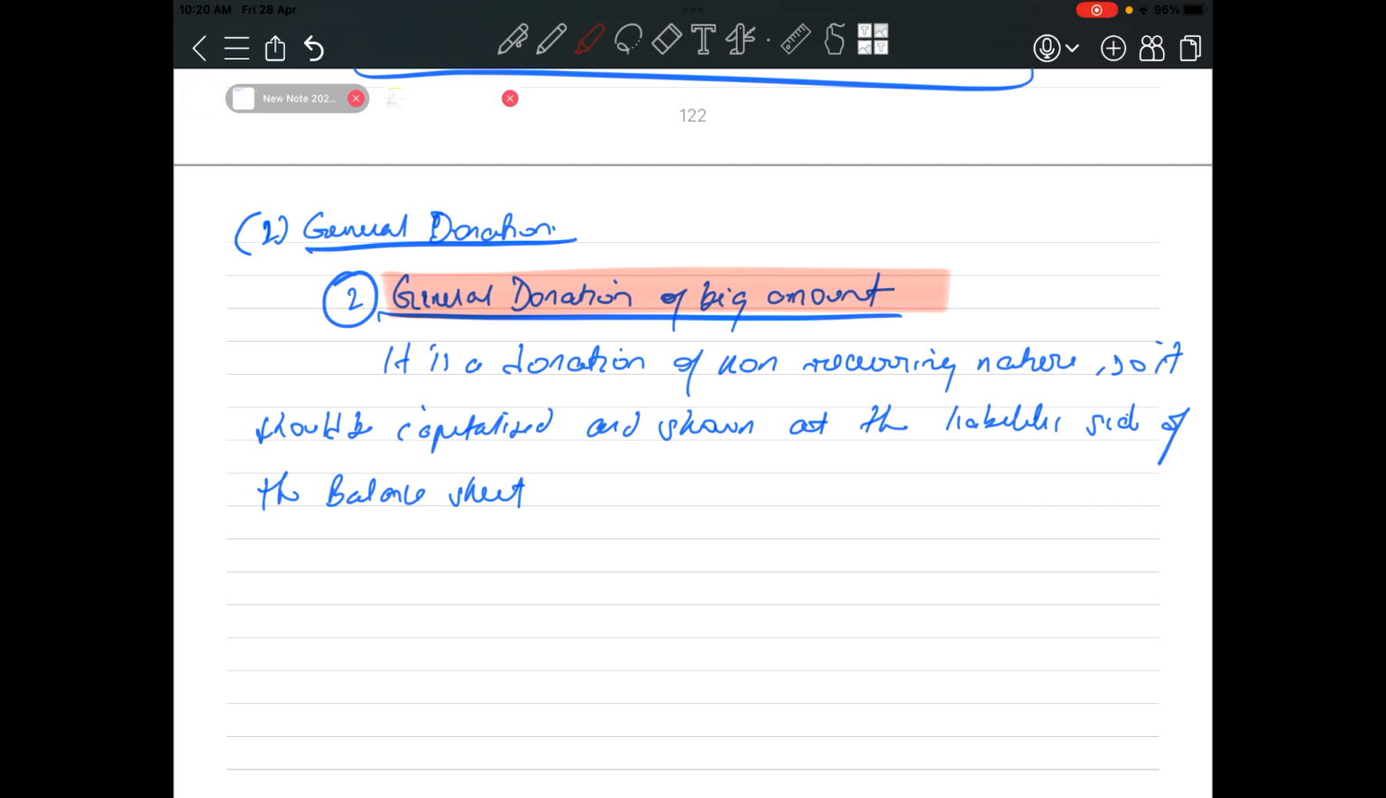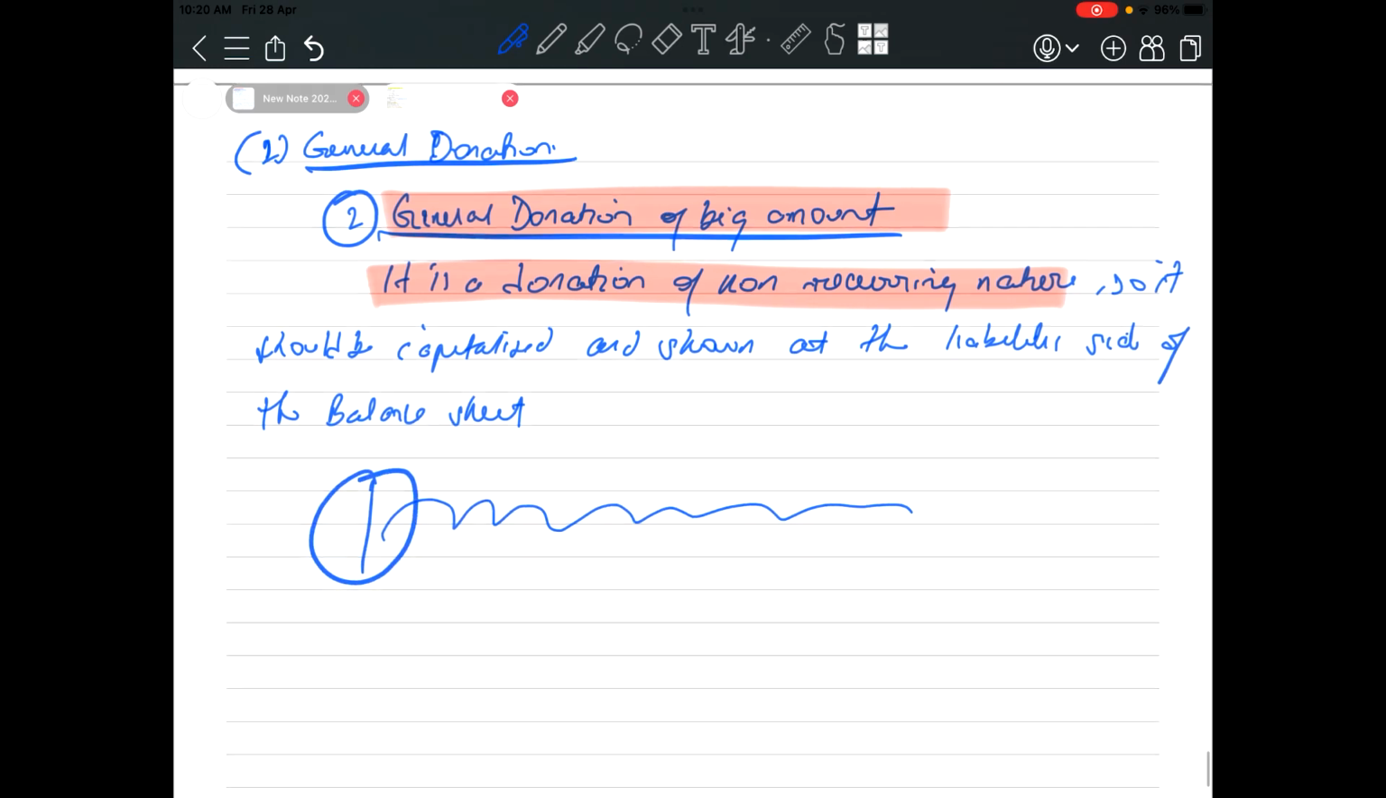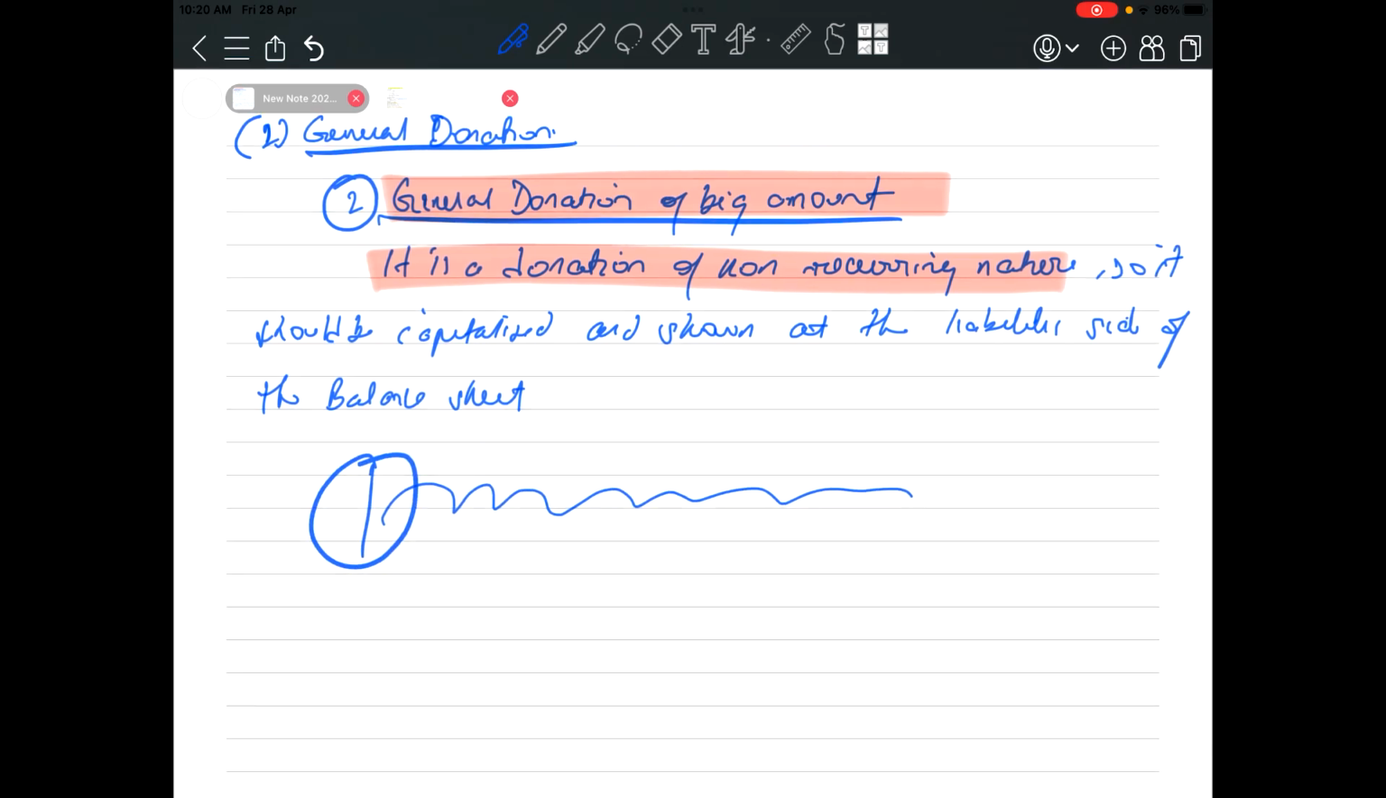Now it is a donation of non-recurring nature. What do you mean by non-recurring nature? You will get this donation once. This is called non-recurring. Non-recurring means it will not occur every month or every year. Once you have received this donation, you will not receive it every month or every year.